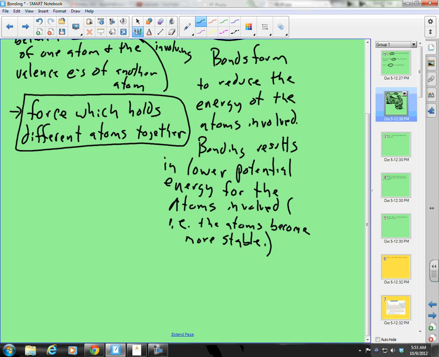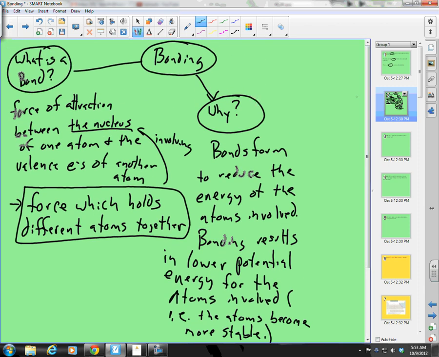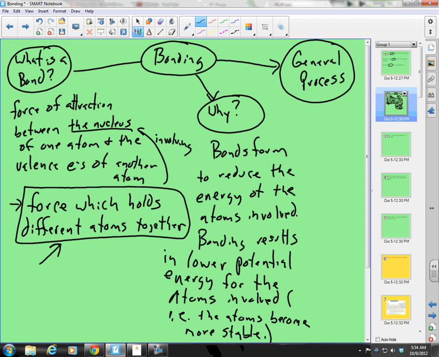Okay, so good. What do we know so far? We know what a bond is. It's a force of attraction between different atoms. Why do they happen? It happens to reduce the energy of the atoms involved. And then what is the general process? Let's call this the general process because there are several types of bonds, and we're going to talk about how each of these types forms. But overall, there's this general process that they go through. And the general process is this. Atoms gain a noble gas electron configuration.